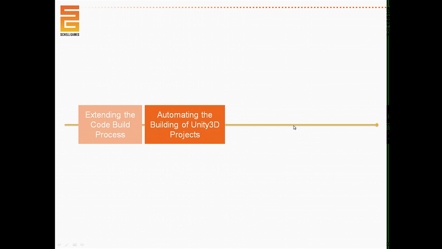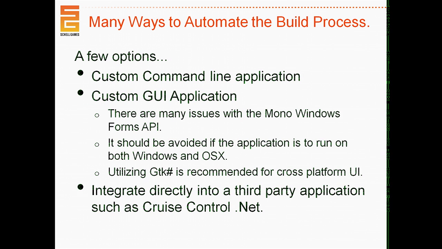So next up, we're going to talk about automating the building of Unity 3D projects. There's a couple different options for automating the process. You could build a custom command line application, you could build a GUI application, or you could integrate our framework directly into a third-party application, such as CruiseControl.NET.